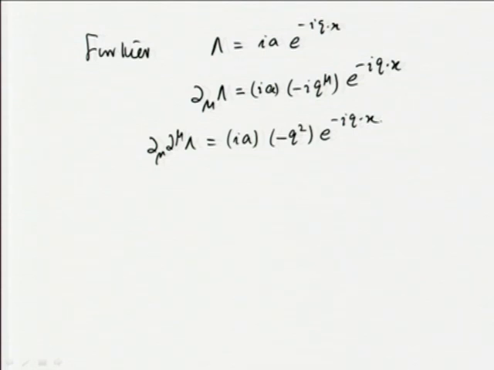But q square is equal to 0 says that this is equal to 0. So, a scalar function satisfying dou mu dou mu lambda equal to 0 is i A exponential minus i q dot x. Well, this i A is kept like that because of reasons that will be clear just now. So, this is 0 because q square is equal to 0.